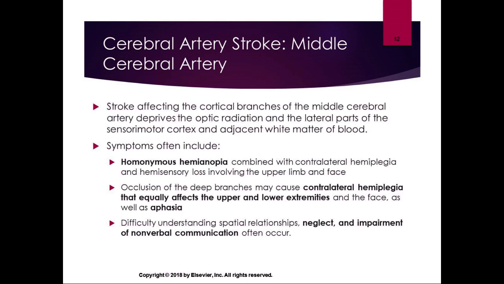The areas on the opposite side of the brain involve spatial relationships, and neglect and impairment of nonverbal communication often occur with middle cerebral artery strokes as well. So it depends on which side is affected. If the left side of the brain is affected, you're going to get the aphasia. If the right side of the brain is affected, you're going to get the neglect and impairment of nonverbal communication. So homonymous hemianopia, the aphasia, and potentially neglect. Those are our middle cerebral artery hallmark signs.